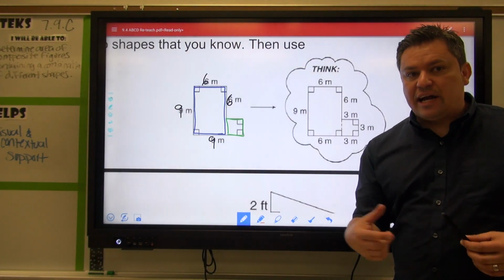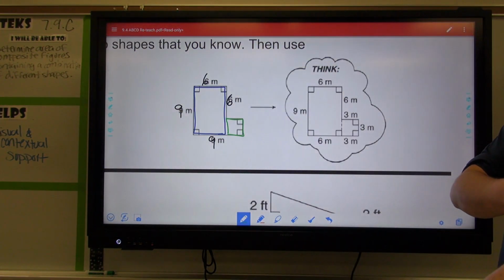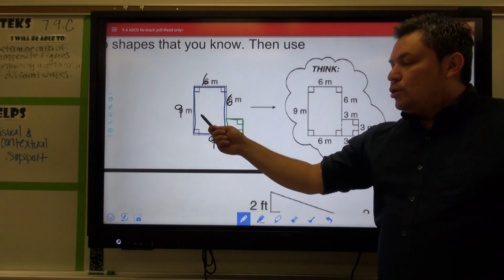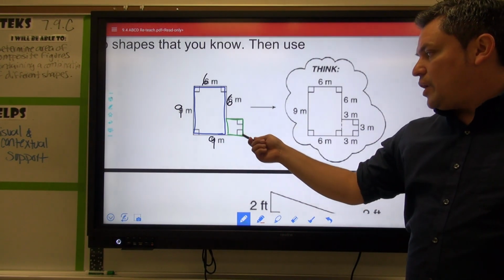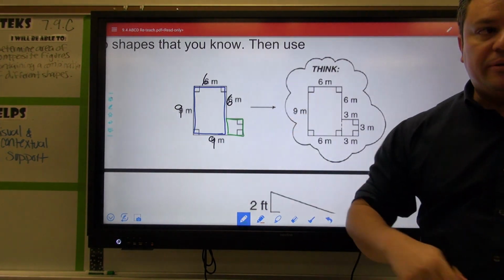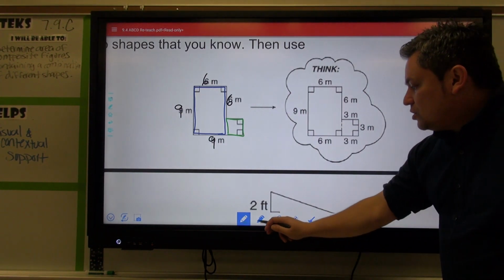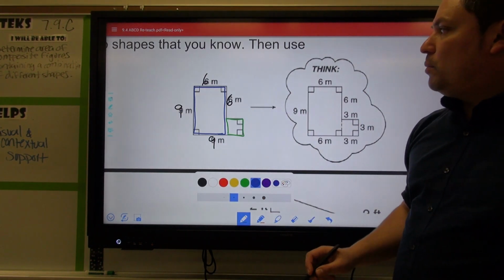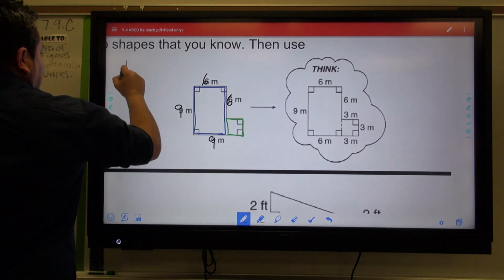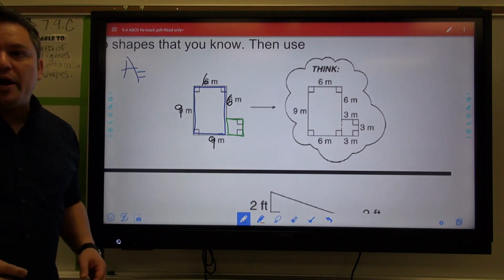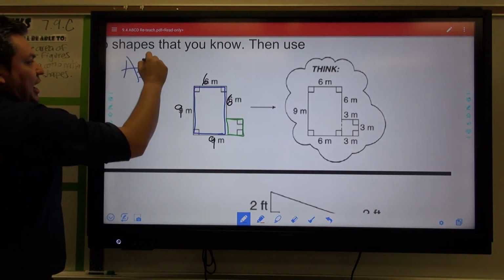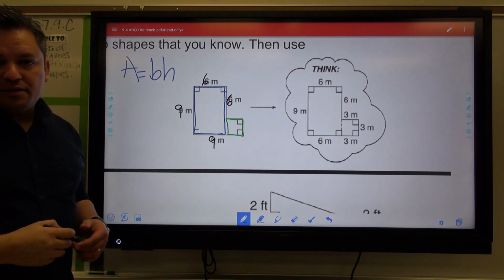Same length for the sides. So we've got to find the area for the blue rectangle and the green what seems to be a square. We're going to verify that. To find the area, on the formula sheet for a rectangle or parallelogram, it's base times height, or length times width.